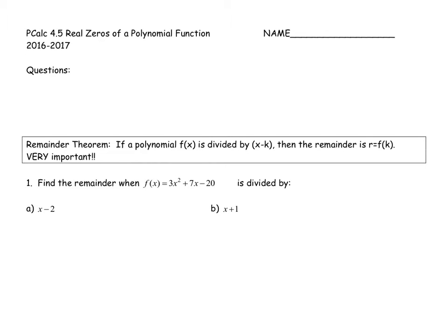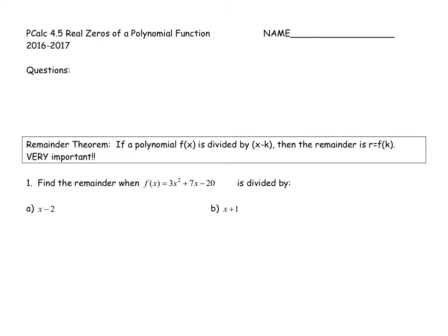Okay, so this is section 4.5, and what we're going to do is learn how to factor really high-level polynomials. So we know how to factor a lot of different ones so far. Now we're going to factor x to the fourths and x to the fifths and even higher levels. So we have to start with a couple theorems, and the theorems are pretty important.